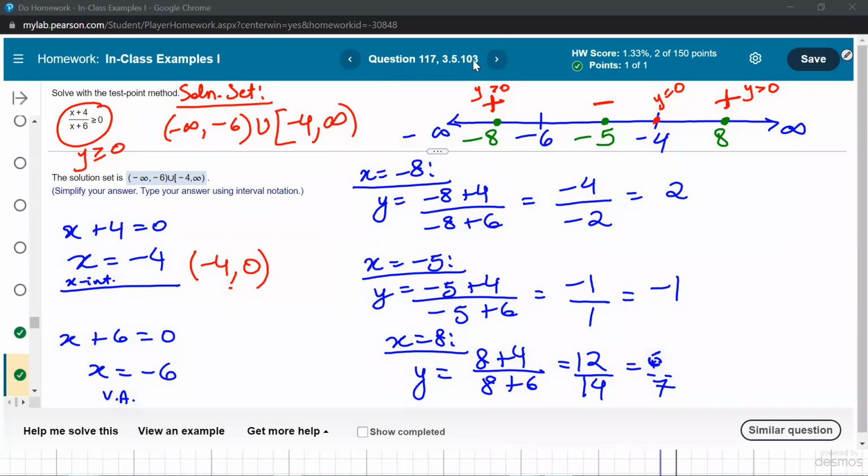All right, questions on this one, guys? So you really have to be careful about what that inequality symbol looks like: greater than or equal to, less than or equal to, or just simply greater than or less than. You have to be very careful, because the inequality symbol guides what your solution set's going to look like.